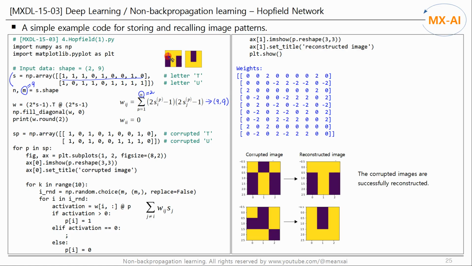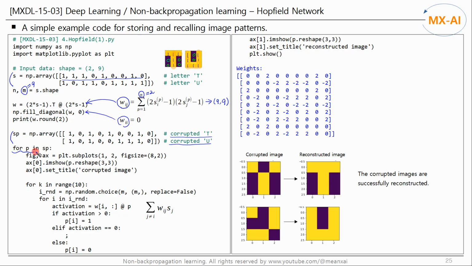The first pattern is an image of the letter T. The second pattern is an image of the letter U. We use this formula to find the weight matrix. The test patterns are as follows. The first pattern is an image of a corrupted T, and the second pattern is an image of a corrupted U.